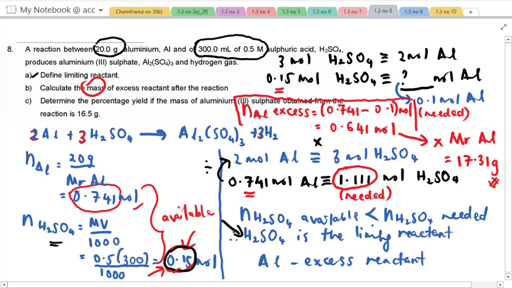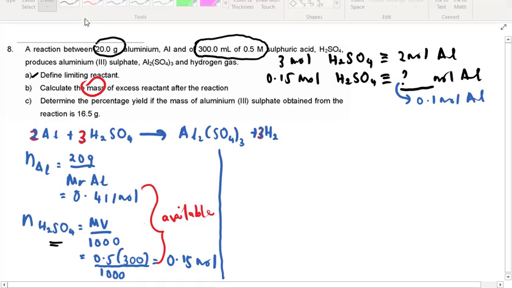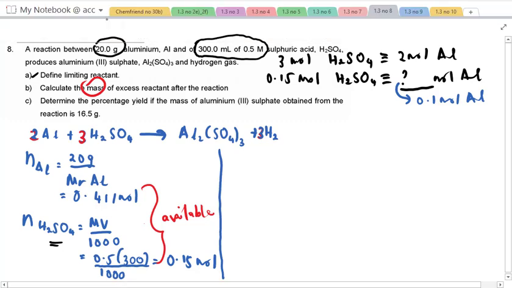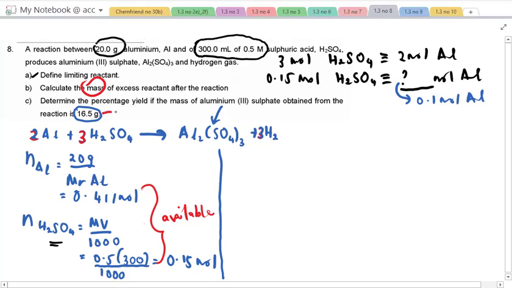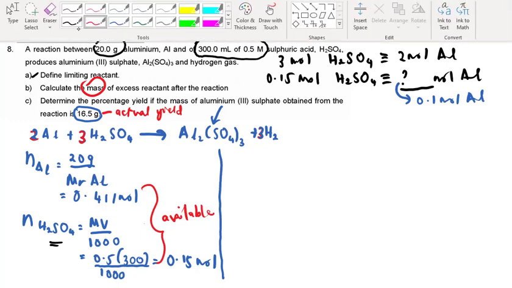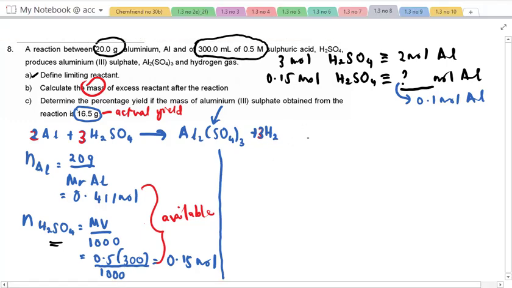Okay. How about question C? In question C, you have to determine the percentage yield if the mass of aluminium sulfate obtained from the reaction is 16.5 gram. What is that? That is the actual mass. So that is the actual yield. What is given to you is the actual yield. Okay, the mass is 16.5. Okay. What do we write next?